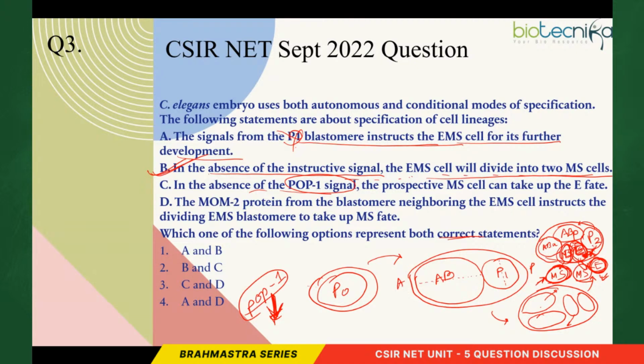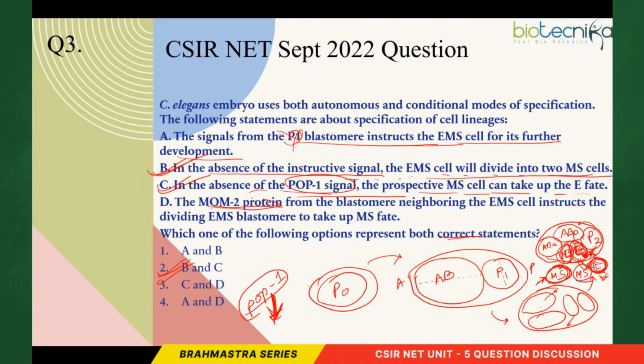So P2 gives signal to downregulate POP1 in future endoderm cells, because POP1 inhibits the endoderm pathway and promotes MS, and that's why endoderm forms. So if you don't have POP1, the prospective MS cell cannot go to MS and it would take up the E fate. So that is why C is also correct. So B and C, option 2, is the right answer.